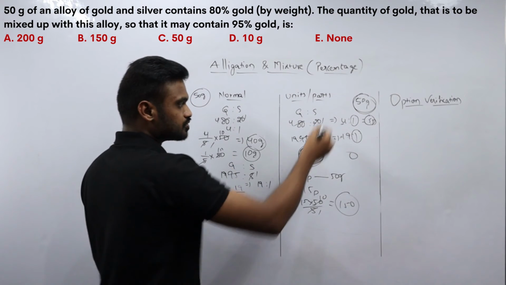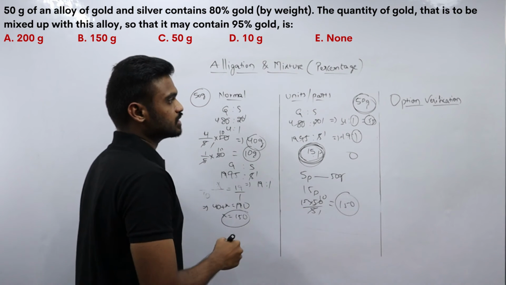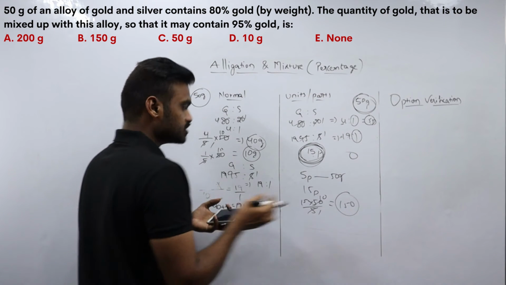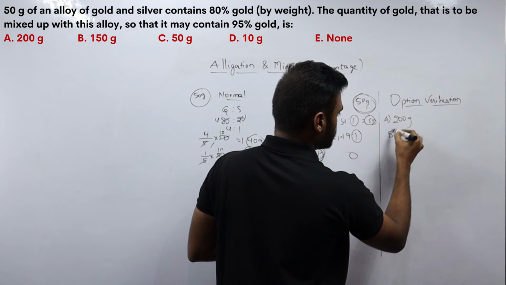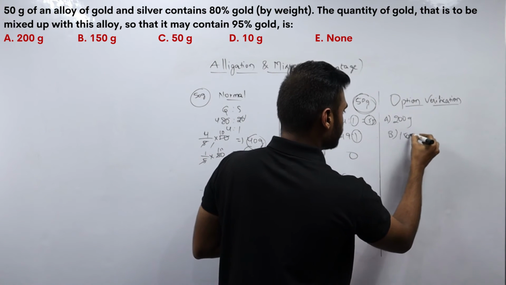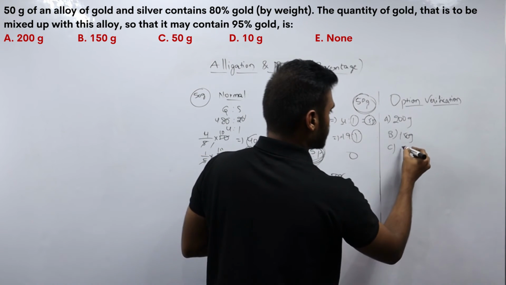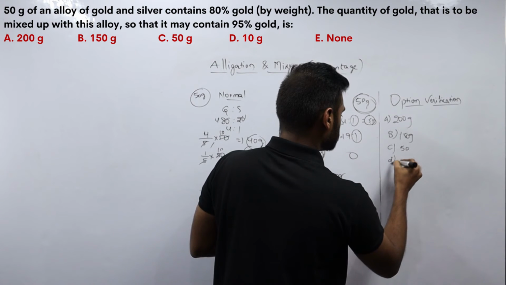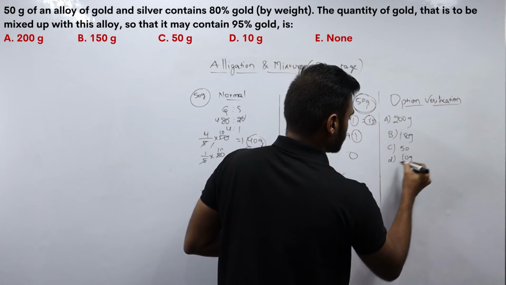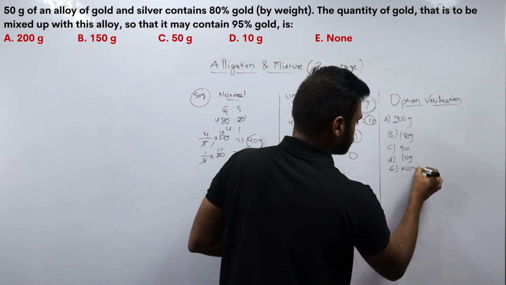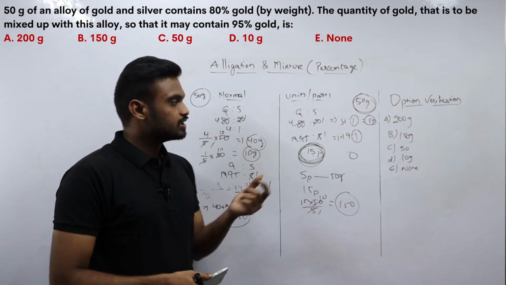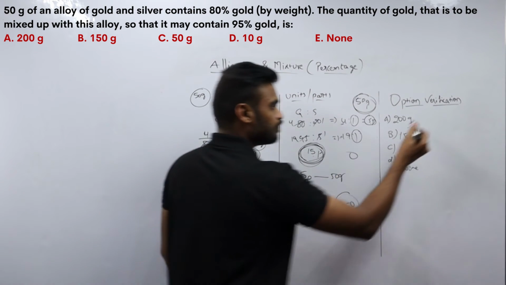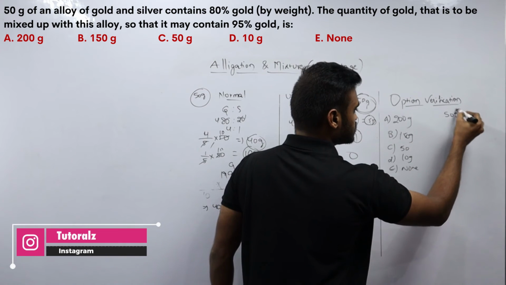Okay. Now let's see how to solve the same problem using this option verification method. See, the options provided are: A is 200 grams, B is 150 grams, C is 50 grams, D is 10 grams, and E is none. So we need to solve the problem using this option verification method. So initially the total quantity is 50 grams, right? Initially the total quantity is 50 grams.